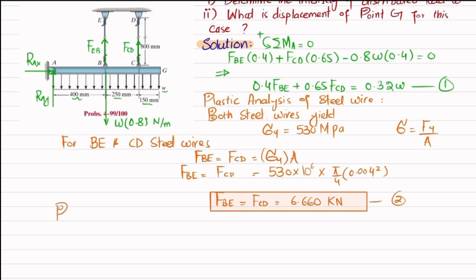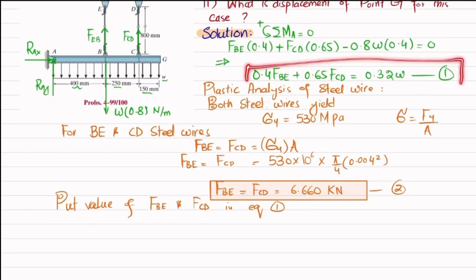So put value of FBE and FCD in equation number 1. You can see this is your equation number 1.